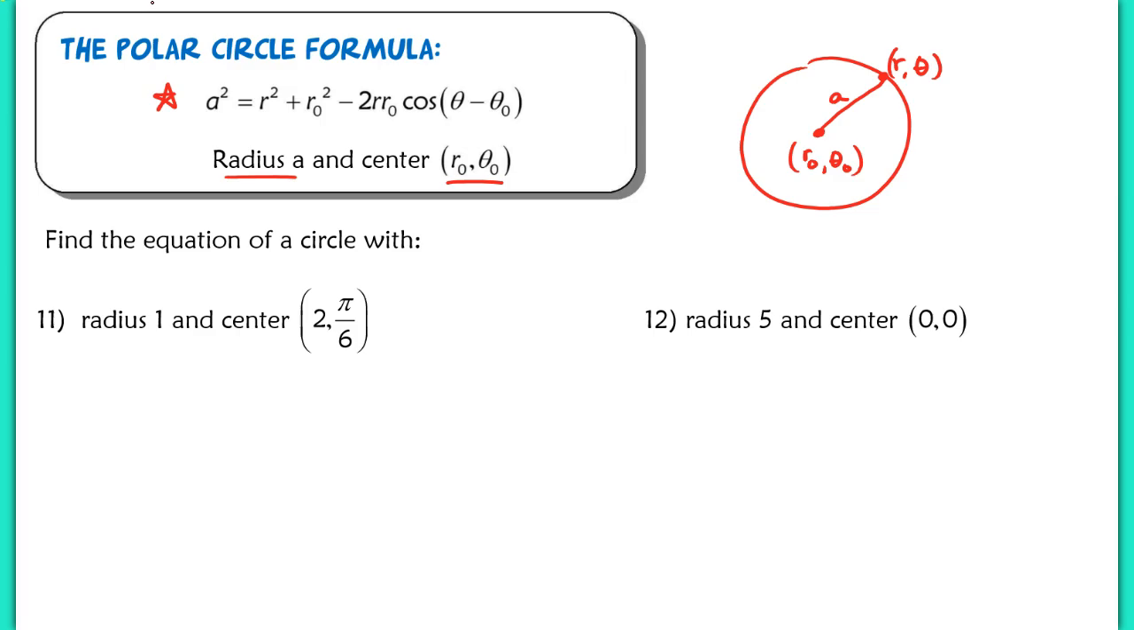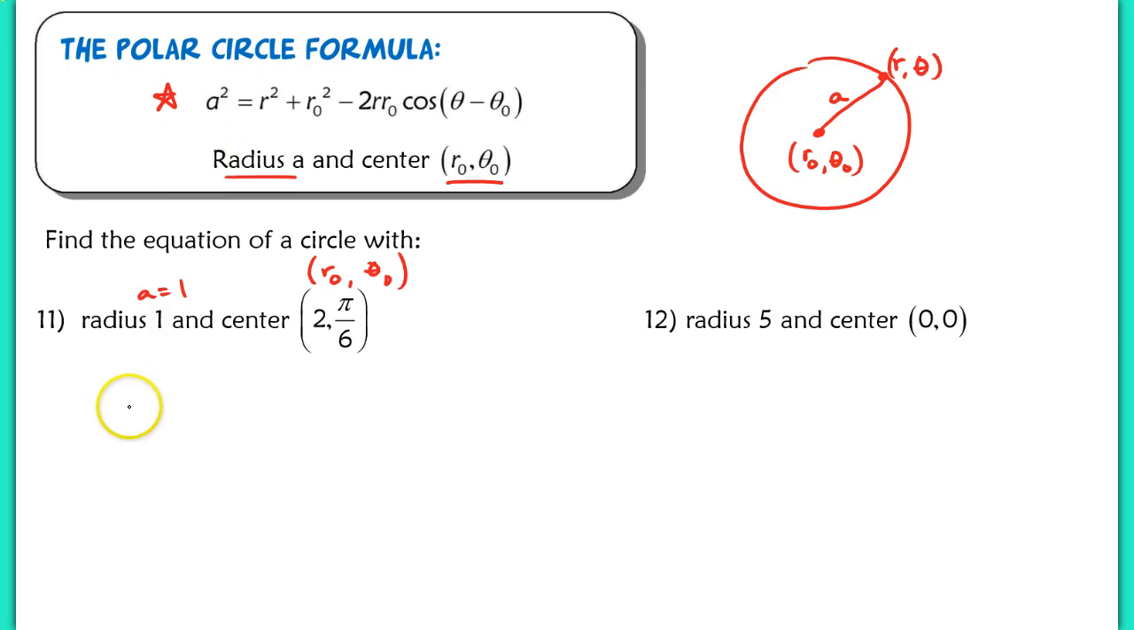So in example 11, where they ask us to find the equation of a circle with radius 1 and center at 2, pi over 6, I find it helpful just to make sure I'm writing in the correct information here. I'm going to label A as 1, and if my center is at 2, pi over 6, then that center is r sub 0, theta sub 0. All right, now from here I can just plug it right into that formula.